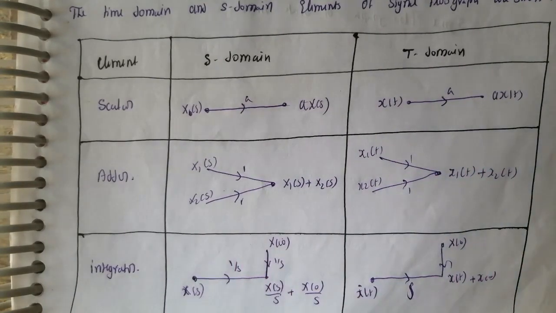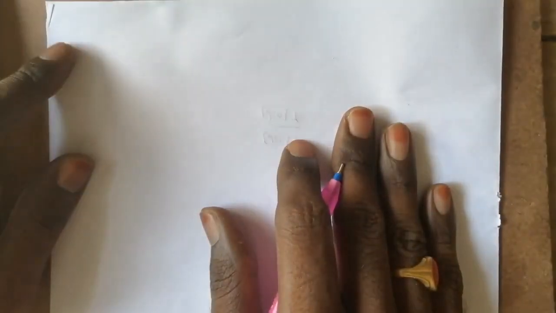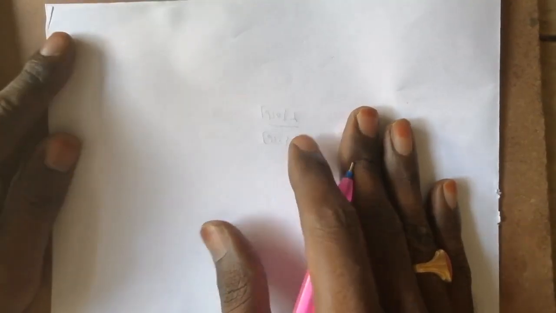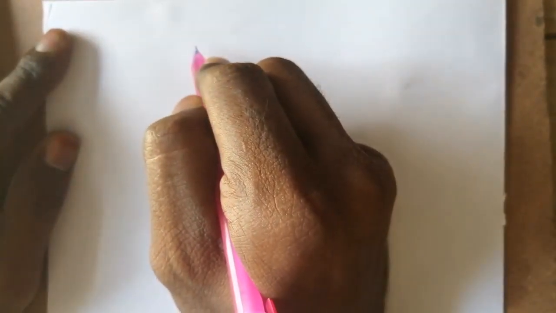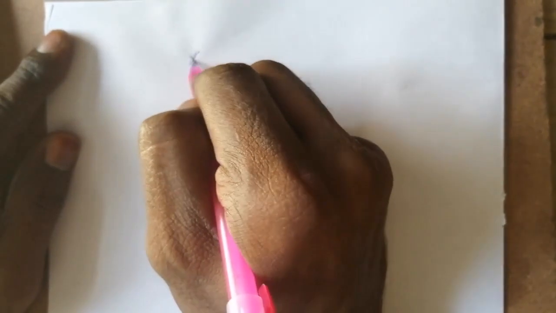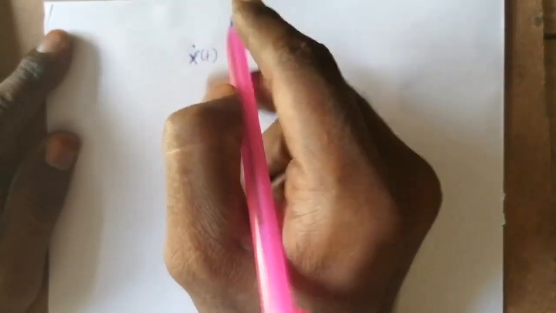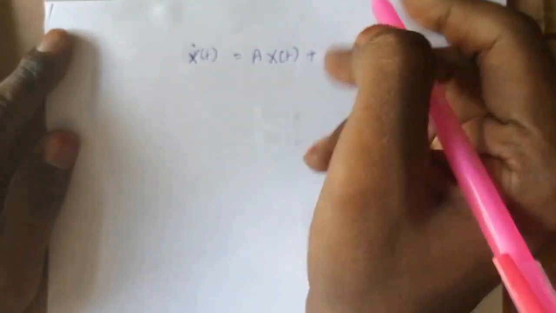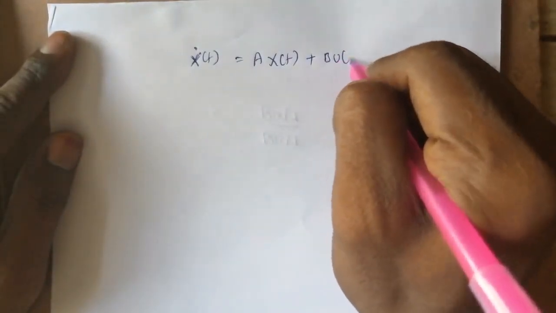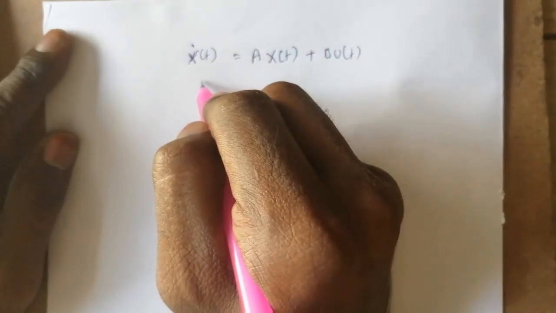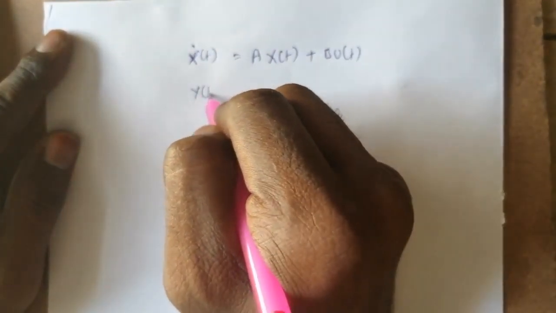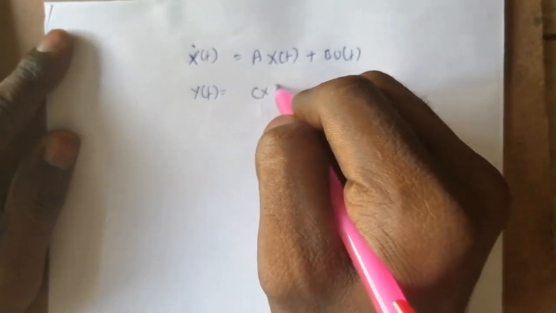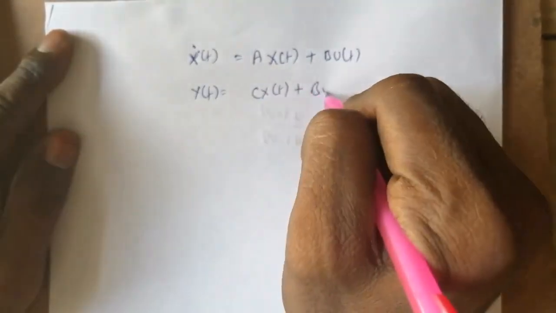Now we will see how the block diagram and signal flow graph can be represented for the state model equations. Let me see the state model equation, that is the state equation and output equation. X dot of t is equal to aX(t) plus bU(t). Similarly, the output equation is y(t) equals cX(t) plus dU(t).